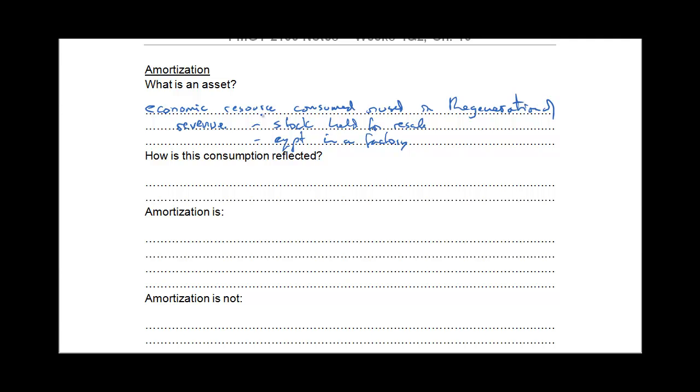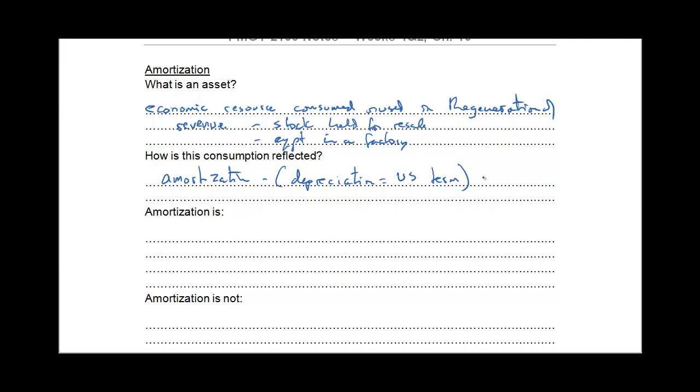Now, the resource consumed in the generation of revenue. How is the consumption then reflected? Well, that's where we bring in the concept of amortization, right? And if you remember the American term, depreciation. So Financial Intelligence talks a lot about depreciation. It's an American book, and that's why. So that's the U.S. term for amortization. Okay, so this is basically the gradual expensing of the asset's value over its useful life.